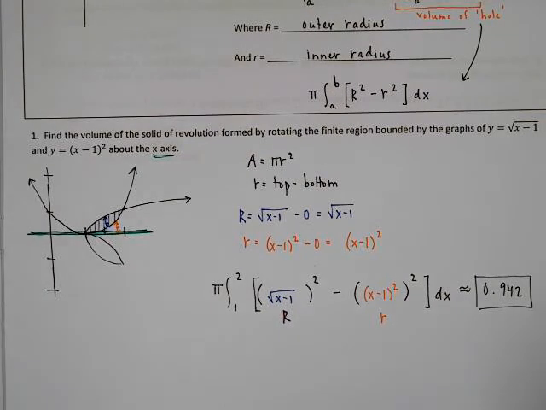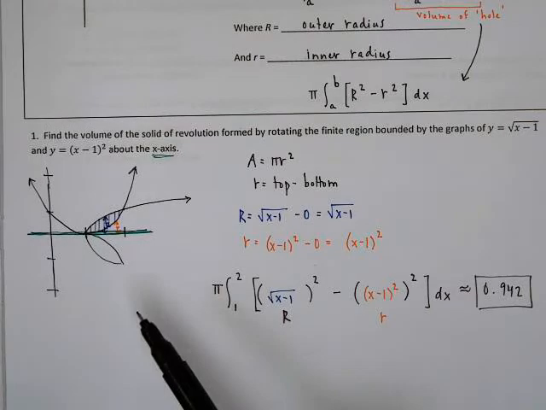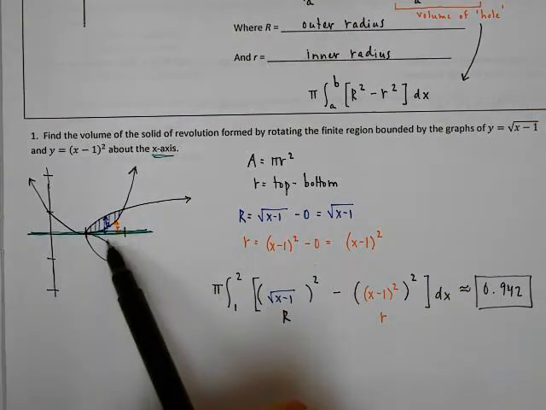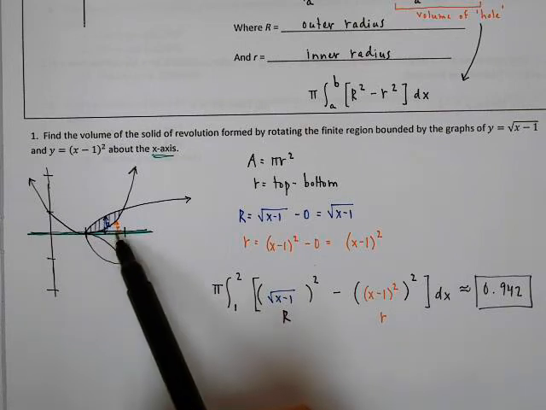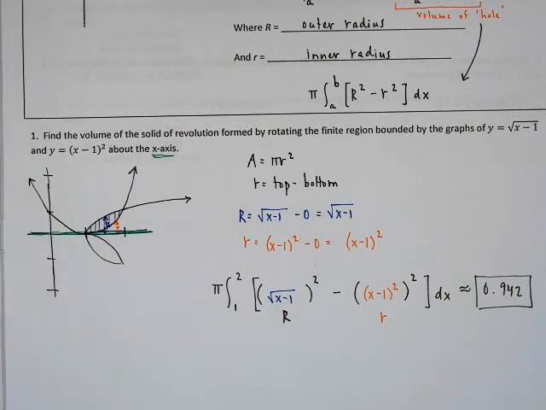Again, the way you're going to identify these solids that have holes in them is anytime you have a gap between the region you're revolving, so blank space between that region and the axis that you're revolving about.